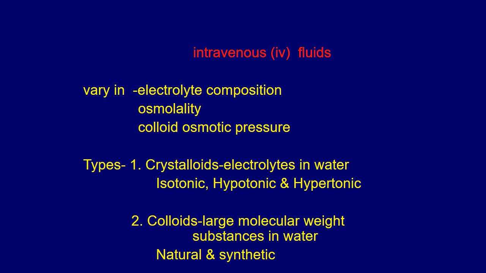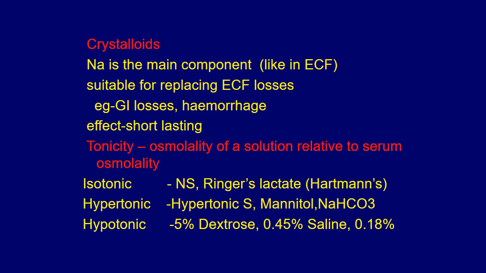And colloid intravenous solutions can be divided further. So what are colloid intravenous solutions? Those are solutions where you have large molecular weight substances in water. They can be subdivided further into natural and synthetic colloids. Examples of natural colloid solutions are blood and blood products like fresh frozen plasma, platelets, cryoprecipitates, and things like that. So we'll first go through crystalloids.